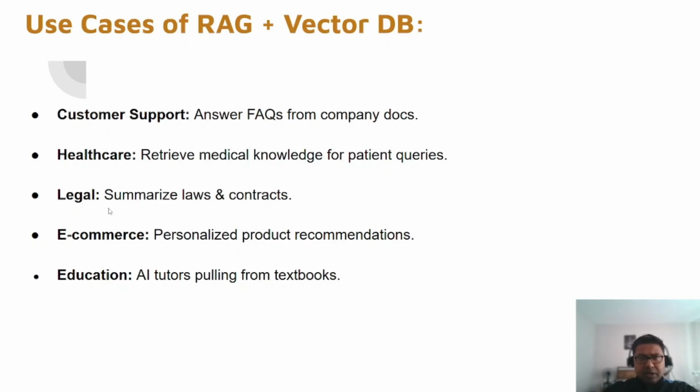Legal, obviously people won't be happy if we give generic knowledge, so we need to give exact. Wherever we need to provide exact knowledge, we need RAG and vector DB. E-commerce, obviously personalized product recommendation, we need that. Education, we cannot provide a generic answer to a question, right? So we basically need to feed the textbooks as a vector DB, and using RAG we need to pull the exact correct answer from the textbooks for any user questions.